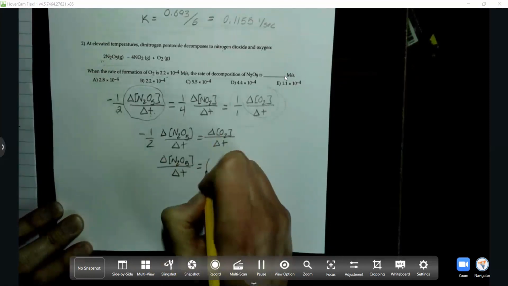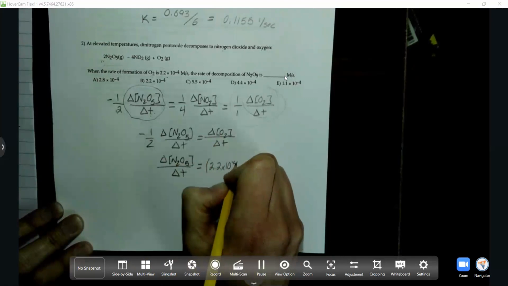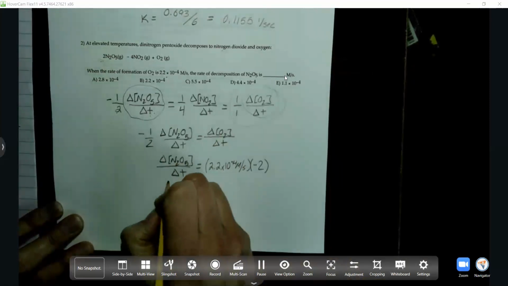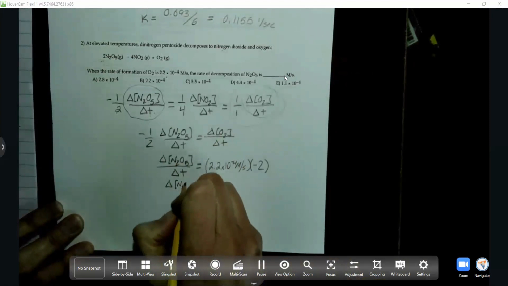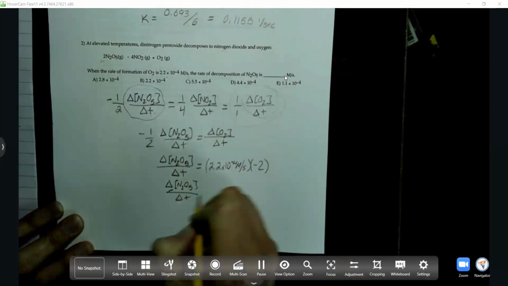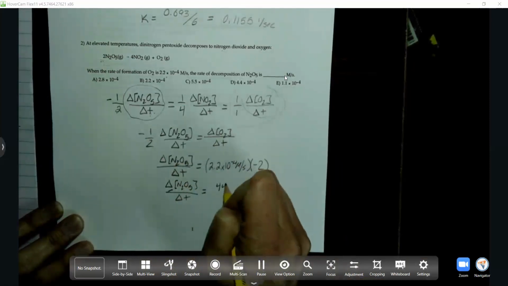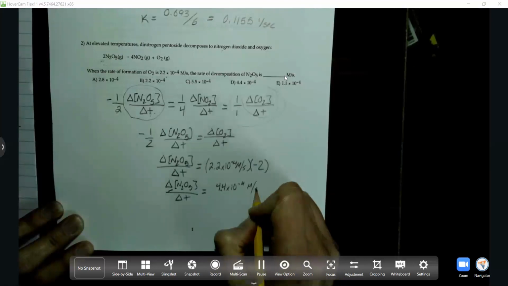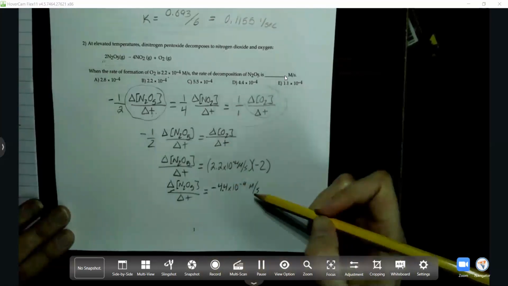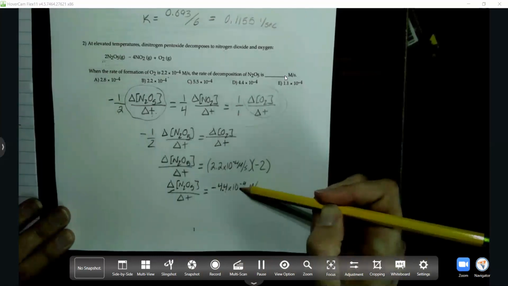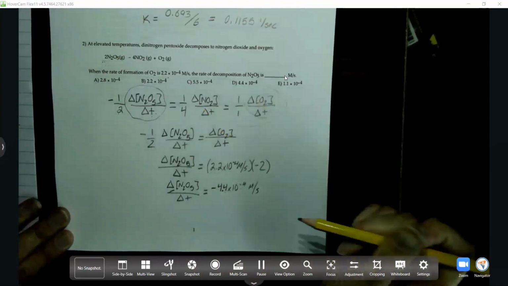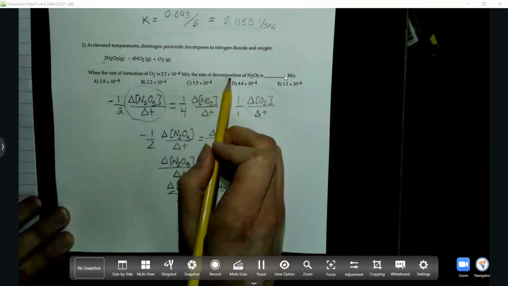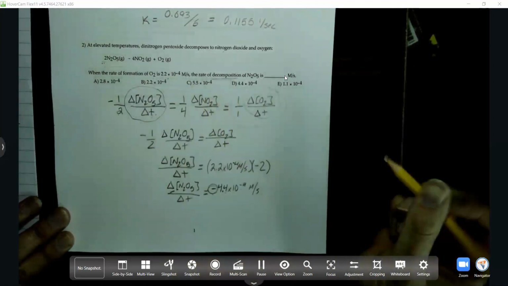So I'm going to plug in the value that we're given, 2.2 times 10 to the negative fourth molar per second, times -2. So the rate of decomposition is equal to 4.4 times 10 to the negative fourth molar per second. All right. So it's actually asking for the magnitude of this number, so that's why you don't see any negative numbers. But this basically signals to us the rate of decomposition, that it's decomposition rather than formation. So the answer is D.